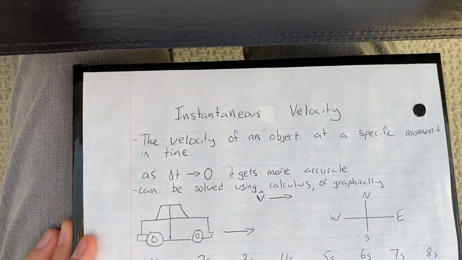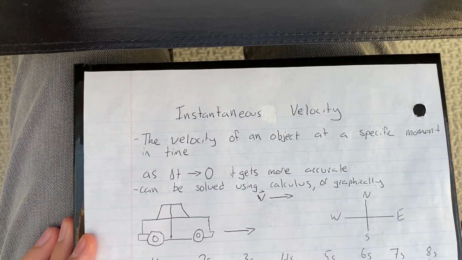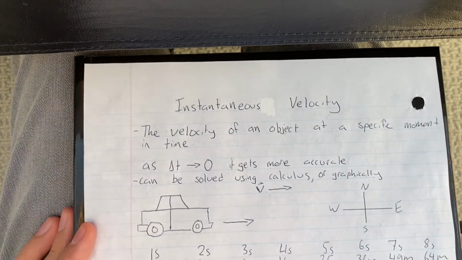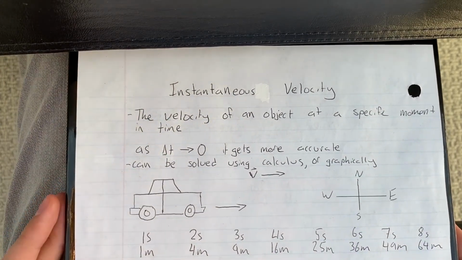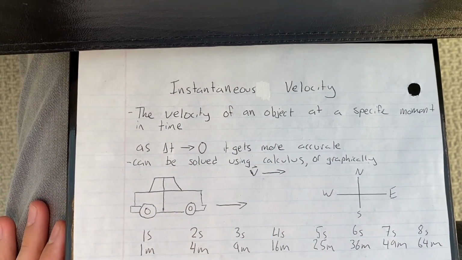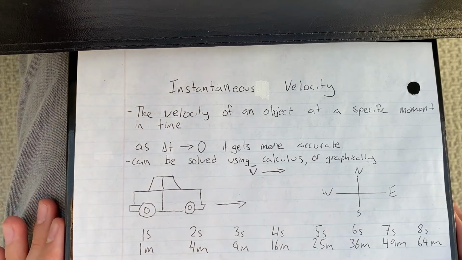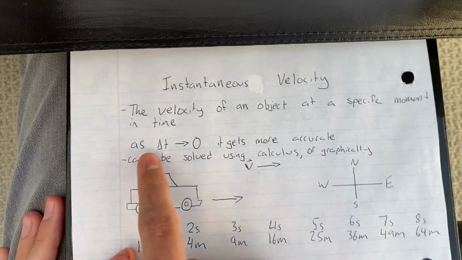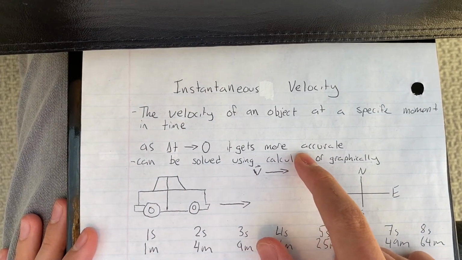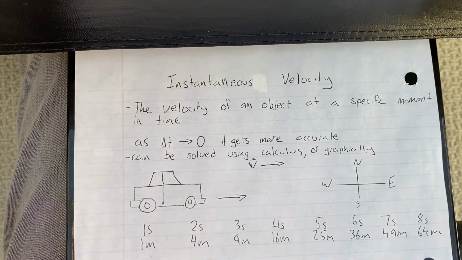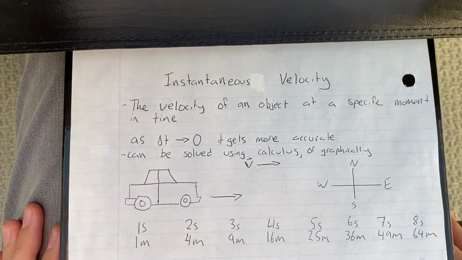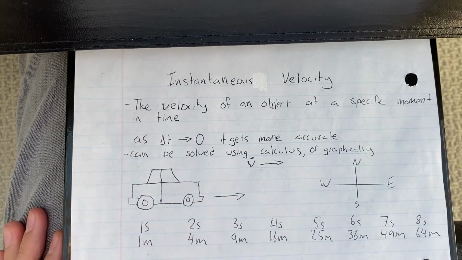Instantaneous velocity. So the definition of instantaneous velocity is the velocity of an object at a specific moment in time. So this is different from average velocity, as it shows the exact velocity at one moment in time, an infinitesimally small moment in time. So you could say that as delta t approaches 0, this value gets more accurate. So the time that changes in between starting the measurement and ending the measurement, as it gets closer and closer to 0, you get a more accurate reading of the instantaneous velocity.